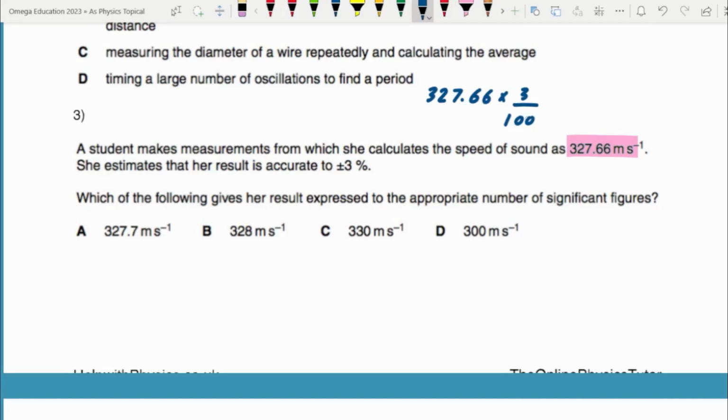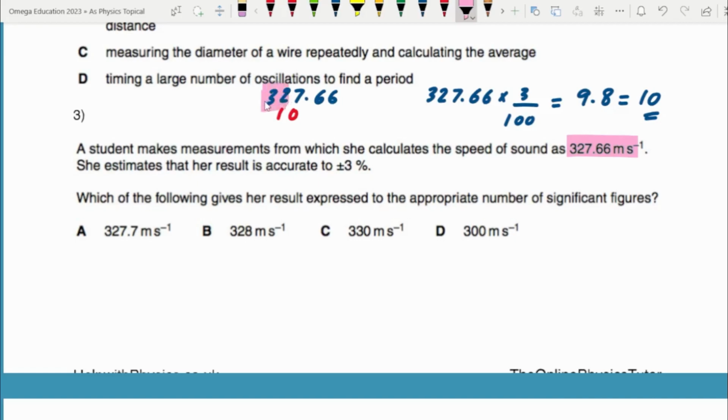So what we get is 327.66 times 0.03, we get 9.8, and in one significant figure it would be 10, because this percentage was also in one significant figure. So this is the uncertainty that you'll be having. So you write the uncertainty over here, that means you'll be rounding off to the tens place.